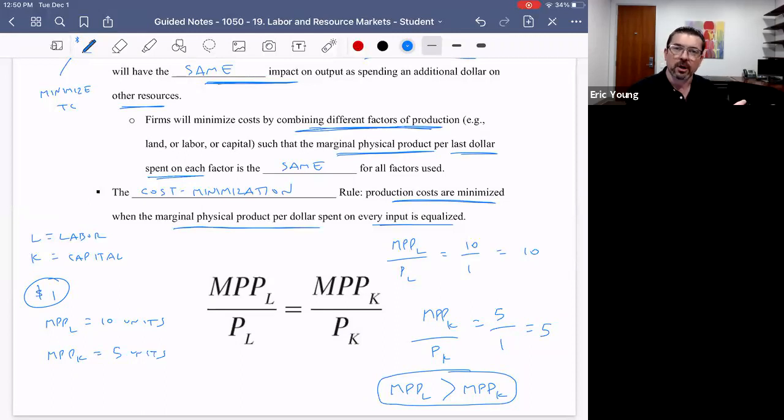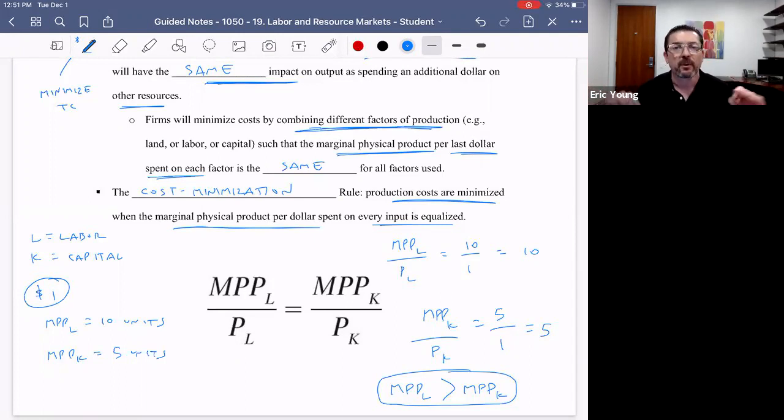But notice something important. As you hire that worker and maybe hire even more workers, diminishing returns is going to kick in. Over time, as you hire more and more workers, the marginal physical product of your workers will fall. At the same time, let's say that you pulled money out of capital to hire workers. Well, that's going to be the opposite of diminishing returns, because as you utilize less capital, the marginal productivity of capital will go up.